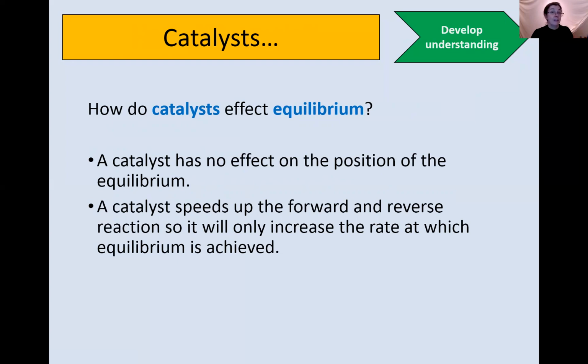It lowers the activation energy. So in this case, we'll just get to equilibrium quicker if we have a catalyst. The catalyst speeds up the rate of the forward reaction and the rate of the backward reaction the same amount. So equilibrium is achieved a little bit quicker.